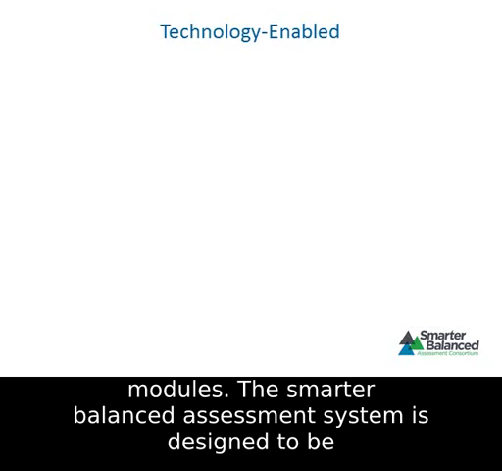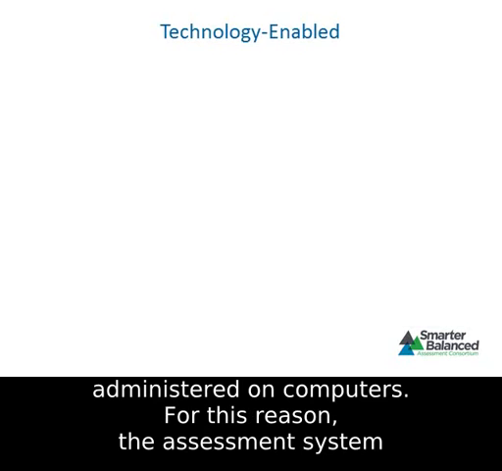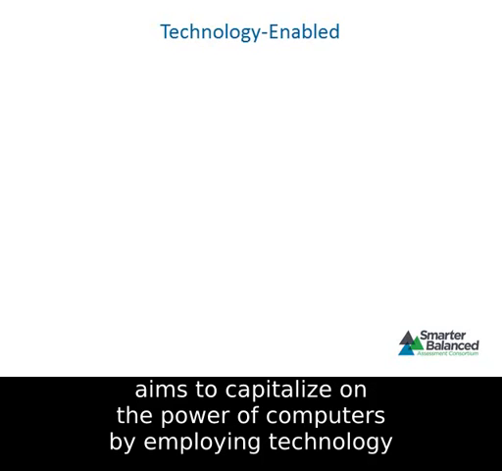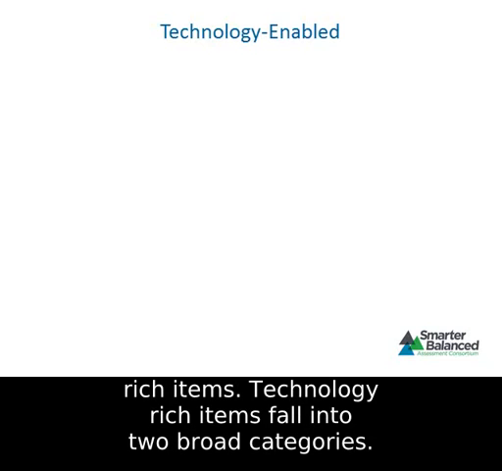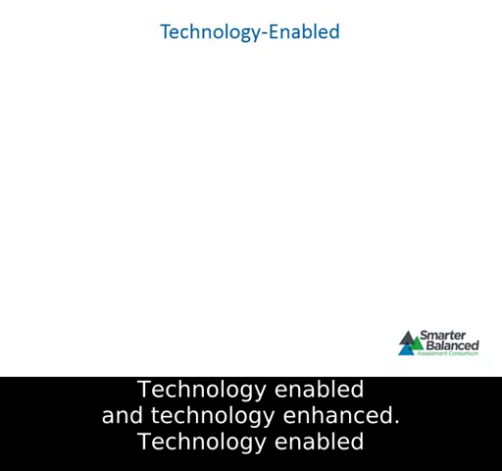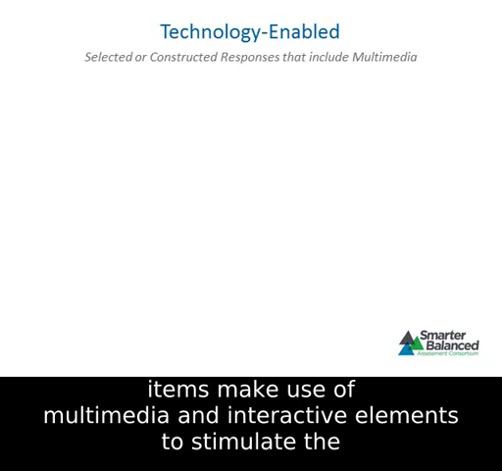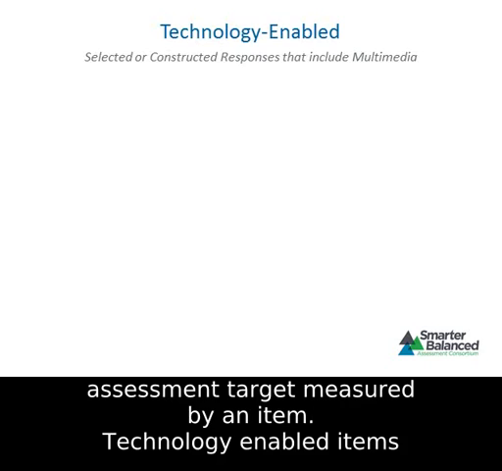The Smarter Balanced Assessment System is designed to be administered on computers. For this reason, the assessment system aims to capitalize on the power of computers by employing technology-rich items. Technology-rich items fall into two broad categories: technology-enabled and technology-enhanced. Technology-enabled items make use of multimedia and interactive elements to stimulate the assessment target measured by an item.